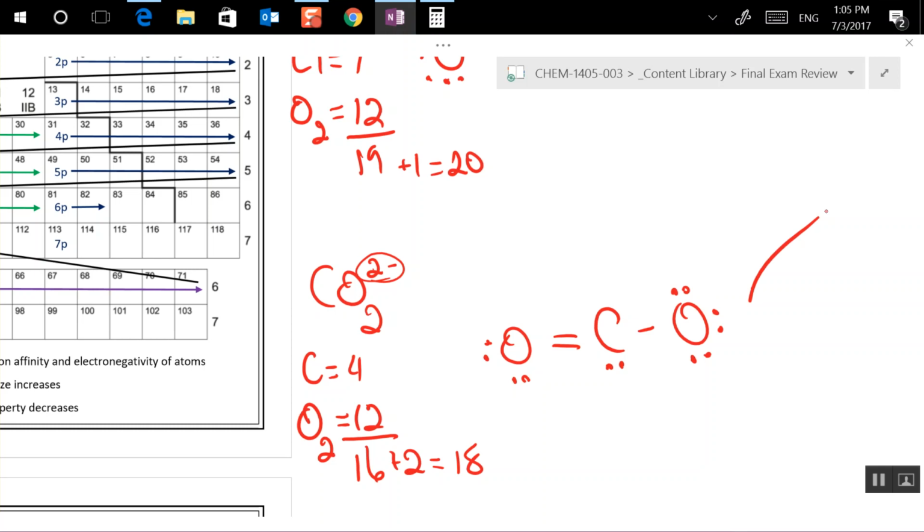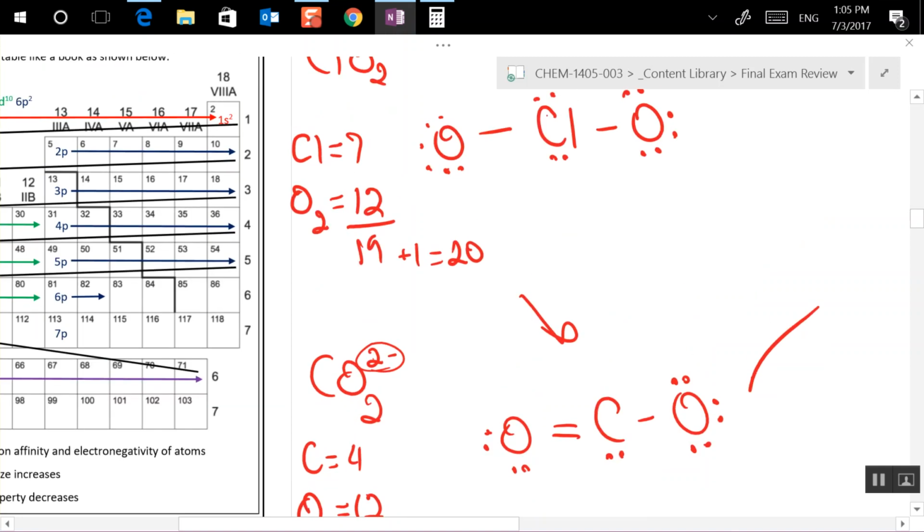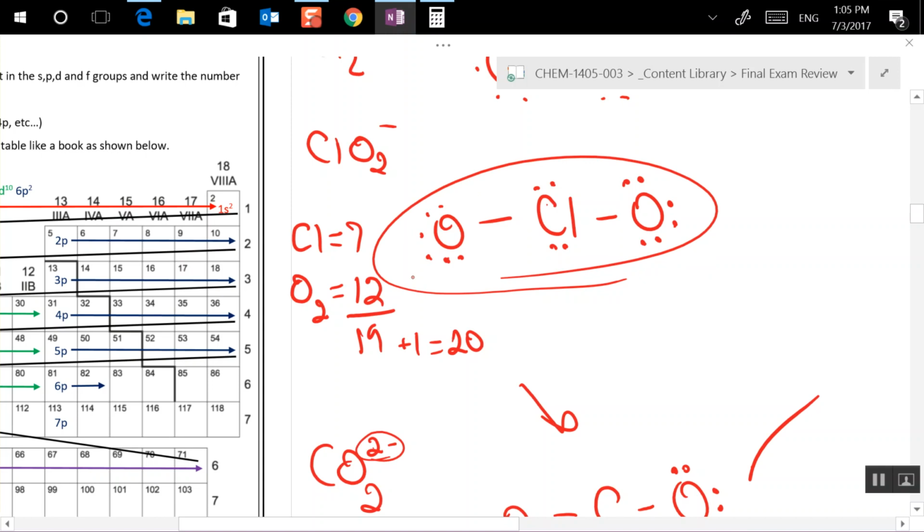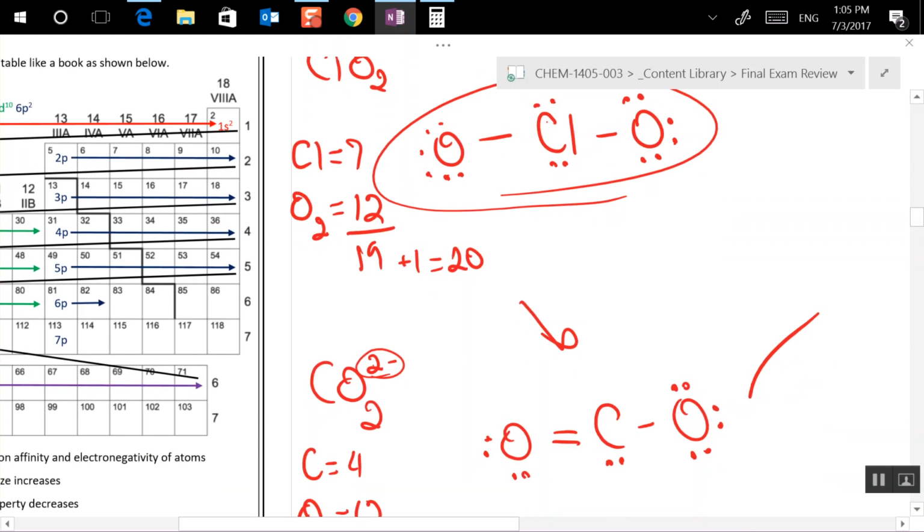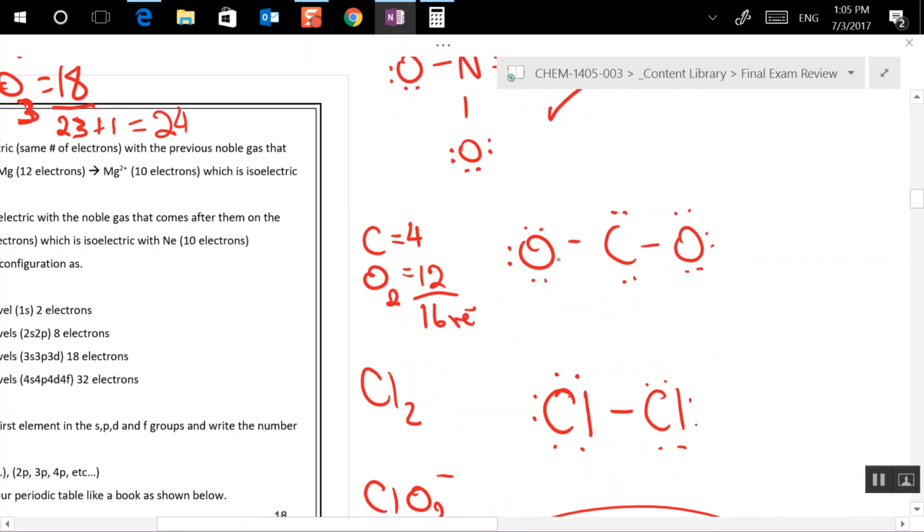So what is the shape of this one? Bent. That one's bent. How about this one? Bent. It's also bent because it has electrons on the central element. If you have electrons on the central element, you're bent. Carbon dioxide, which I never finished here, would look like this, and it would be linear. Too many off of here. Okay, that would be linear.